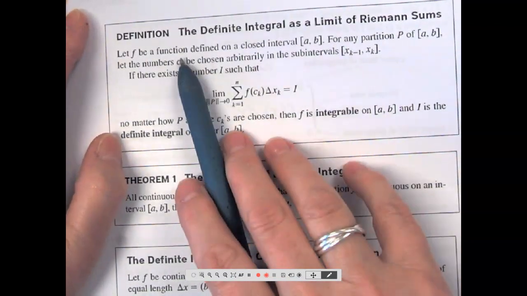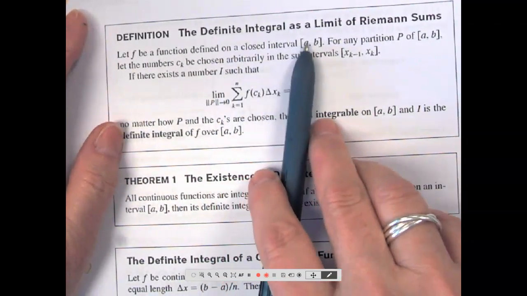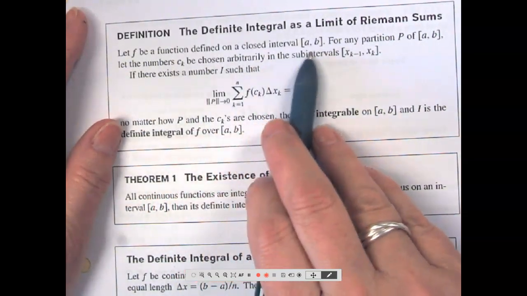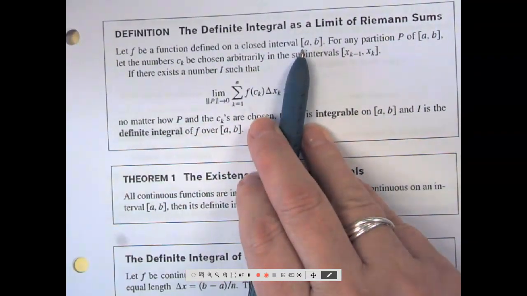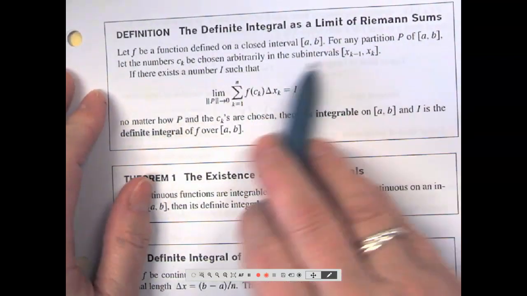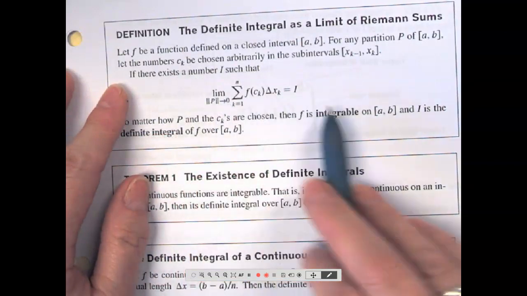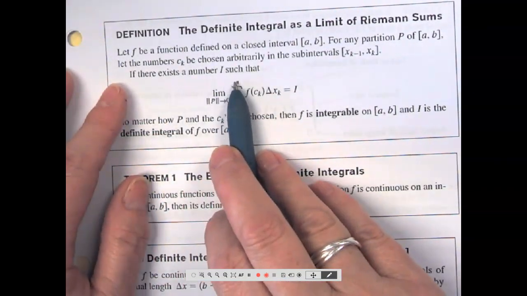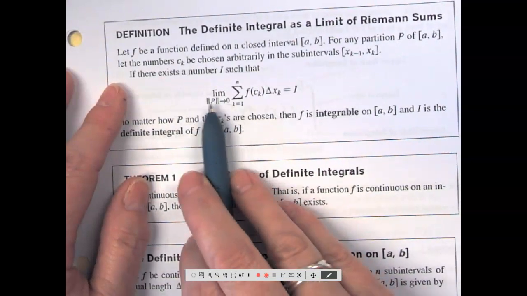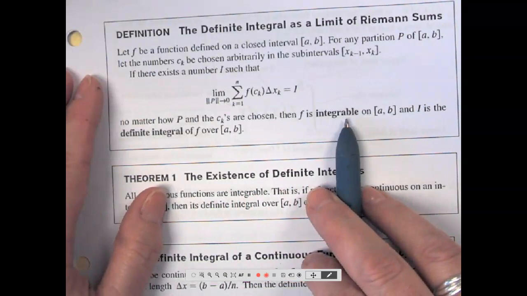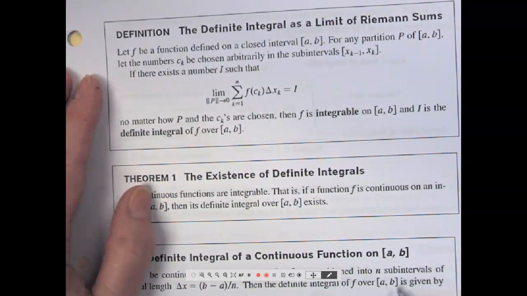Next page. The definite integral as a limit of Riemann sums. Let f be a function defined on a closed interval from a to b. So that's why I said you'll always have to know where we're starting and stopping. For a partition P, let the number c sub k be chosen arbitrarily in the subintervals. If there exists a number I such that all of this is I, then f is integrable, and I is called the definite integral.